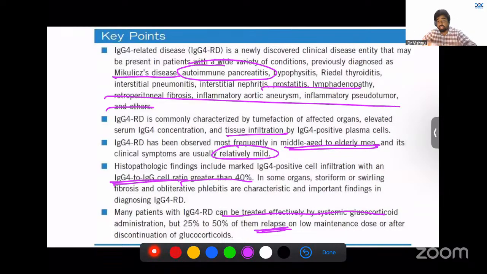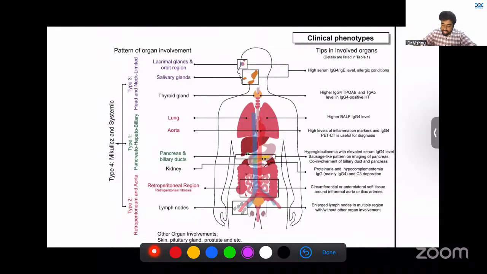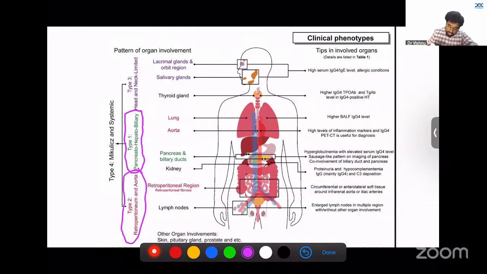Relapse doesn't mean response is bad, right? They can relapse on a low maintenance dose, and you may consider the next line, which is usually rituximab. So again, I'm not going to do the details. There are subtypes of IgG4 which are not important from a general medicine point of view. So type 1 is usually your pancreatic or hepatobiliary. Type 2 is basically your abdomen, aorta involvement, retroperitoneal involvement, and type 3 is your head and neck involvement.